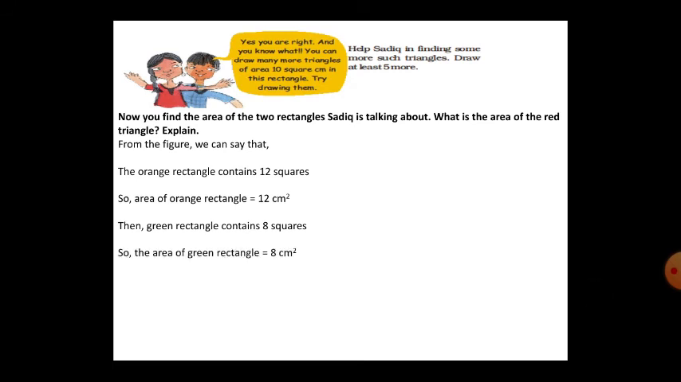Sadiq is asking what is the area of the red triangle. Explain. From the figure we can say that the orange rectangle contains 12 squares. From that figure you can see that it is having 12 square centimeter. Area of orange rectangle is 12 square centimeter, because it is having 12 squares. You have to count the number of squares inside that orange rectangle. And the green rectangle contains how many squares? There are 8 squares, and the area of the green rectangle is 8 centimeter square.